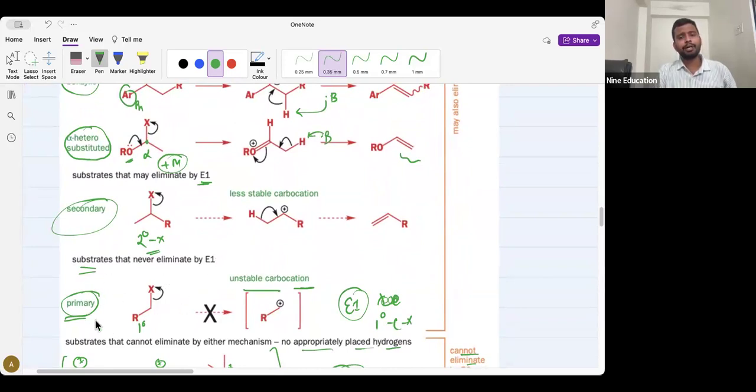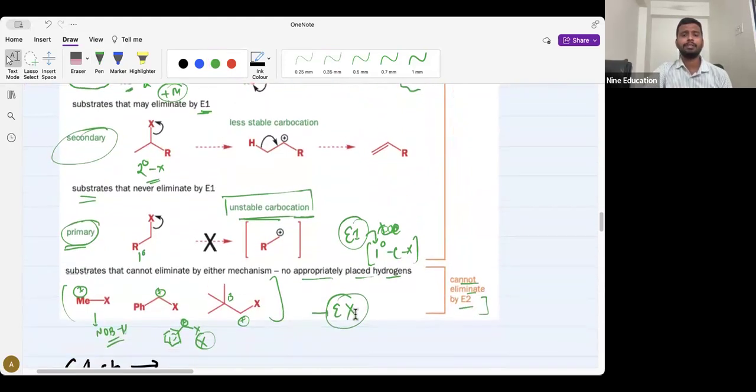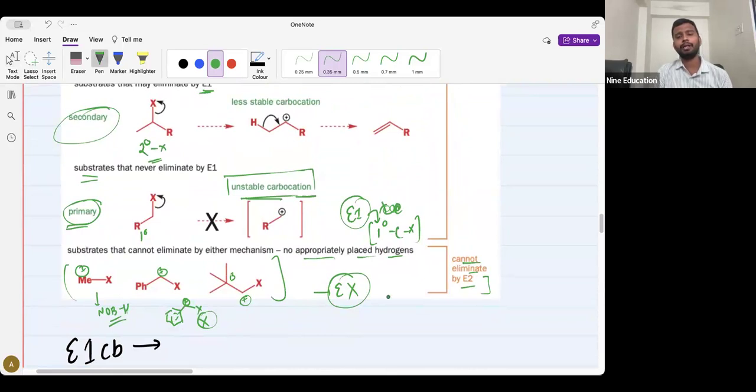Simple. If it is a primary carbocation, we never make primary carbocations. We cannot make primary carbocations because these are unstable carbocations. So we cannot do E1 elimination in 1 degree alkyl halides, or 1 degree carbocations we can never make. Last one, see, if you do not have beta hydrogens, you cannot do elimination. If you don't have beta hydrogen, you cannot do elimination at all. Done. So this was the story of E1 elimination, the story of carbocations.